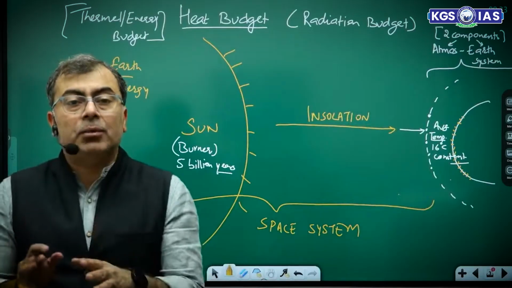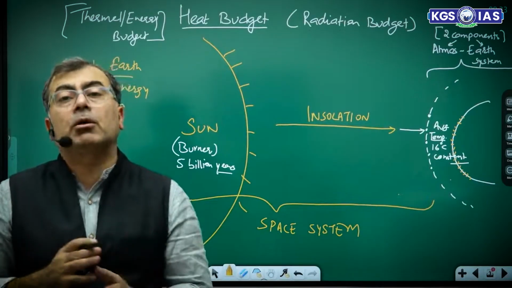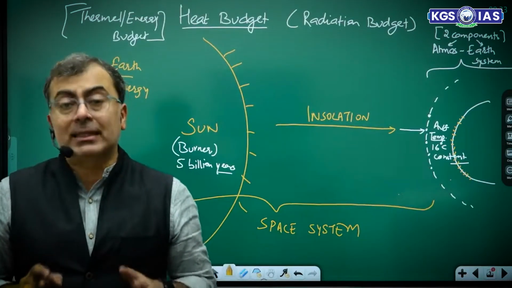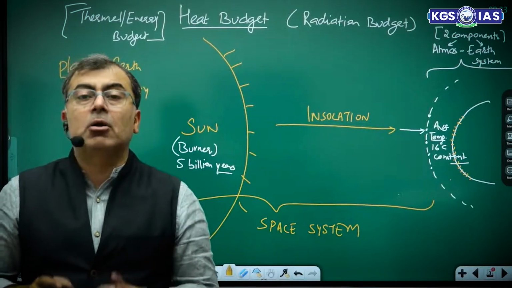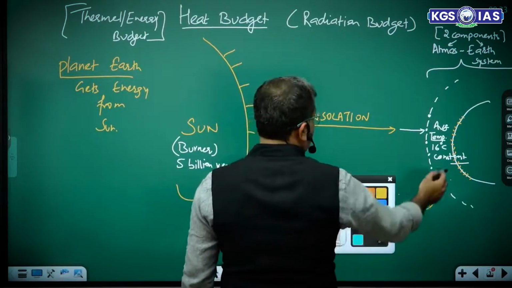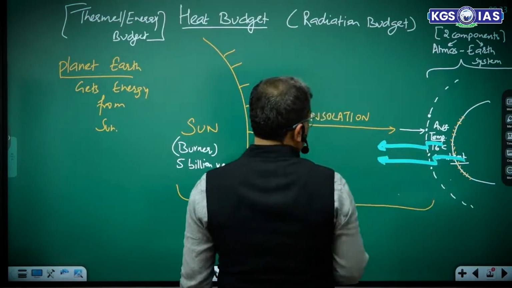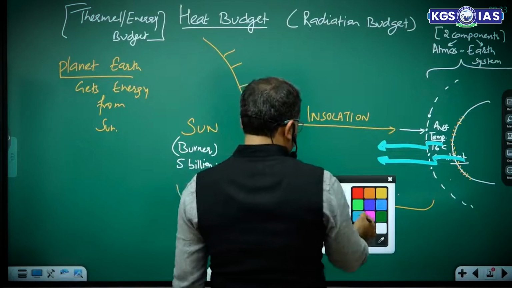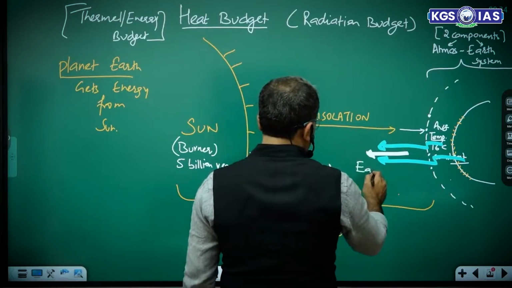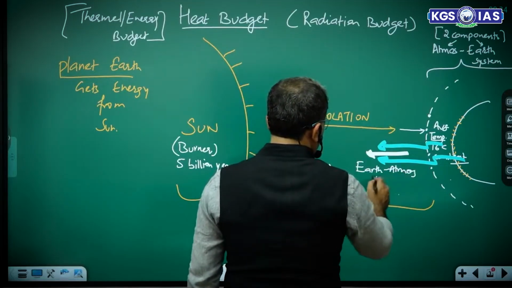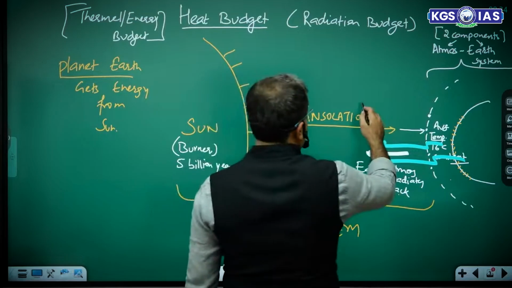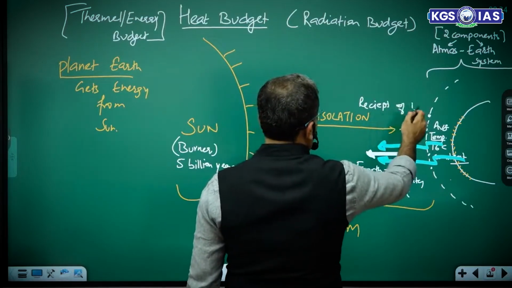So this heat which Earth is getting, Earth must not be holding on to it. If it holds on to it, the temperature has to increase. Since the temperature has not been increasing for a very, very long time on average, they came to a conclusion that there must be some system by which Earth is able to send back the energy that it receives. So this is you, the Earth-atmosphere system, which radiates back. This is the receipt of energy.